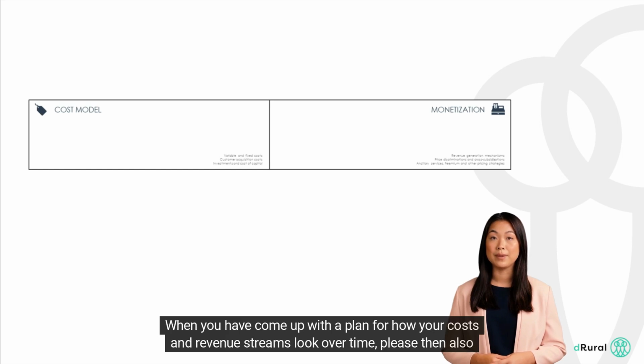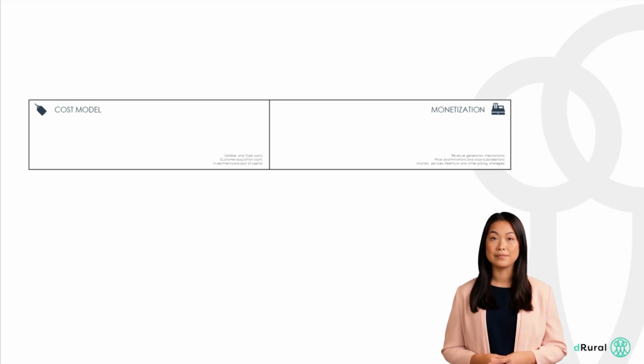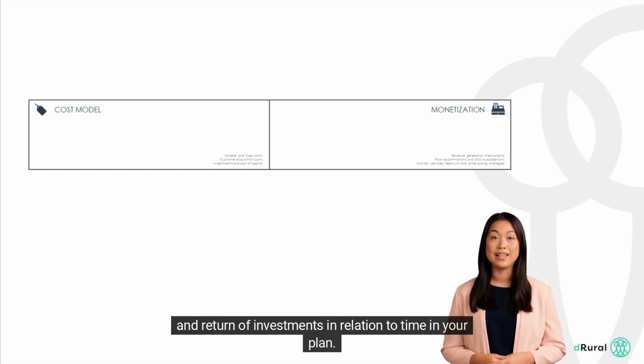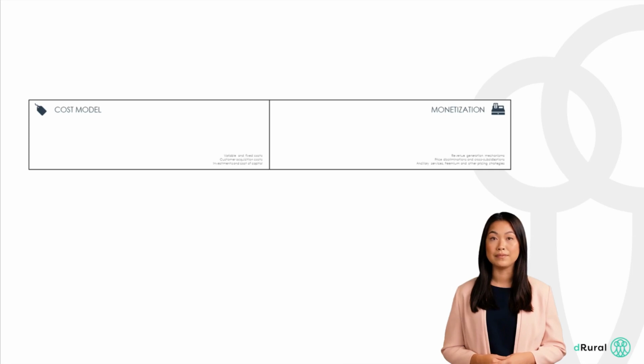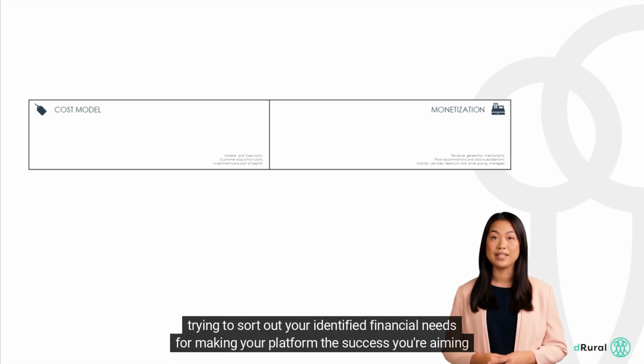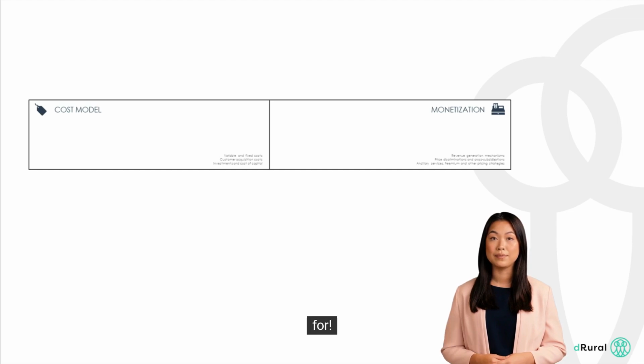When you have come up with a plan for how your costs and revenue streams look over time, please then also do a combined outline of this. A budget or prognosis, where you can spot lack of finance and also important points of break-even, profit, and return of investments in relation to time in your plan. Your insights and knowledge of this will be very useful when talking to investors and stakeholders, trying to sort out your identified financial needs for making your platform the success you're aiming for.